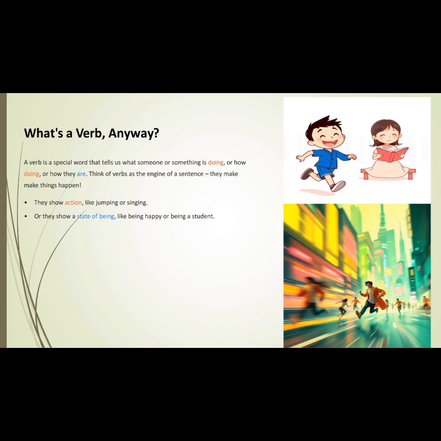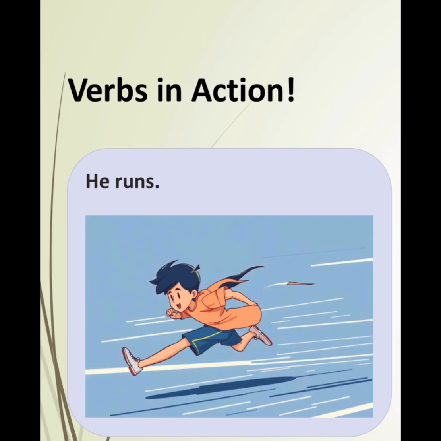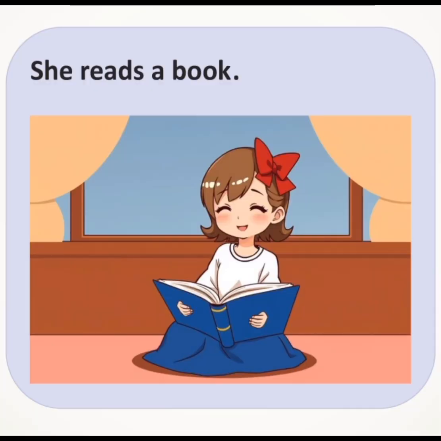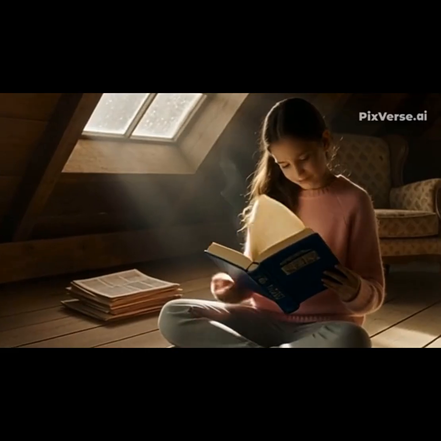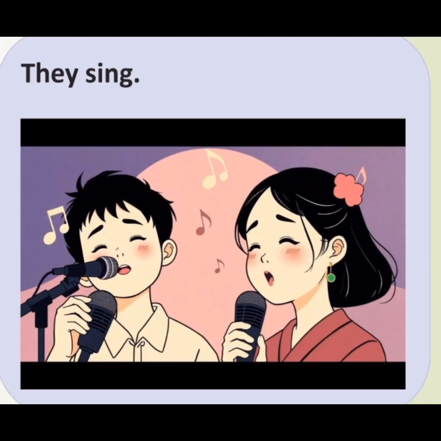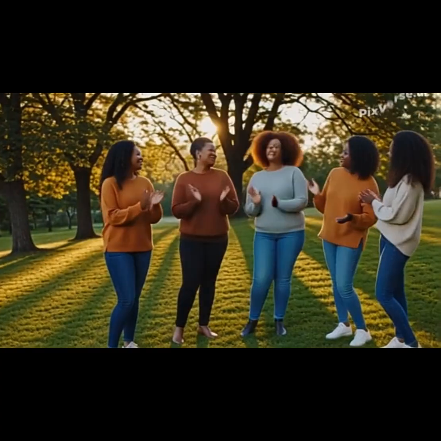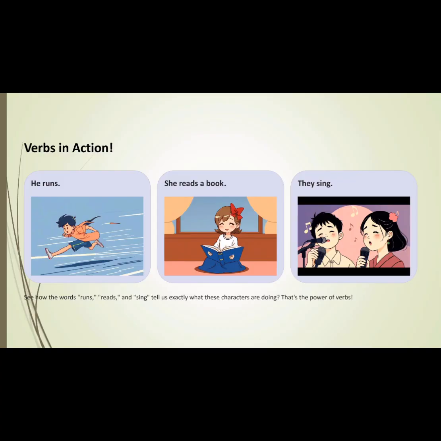Let us look into a few examples. Look at the first picture. He runs. The word run is a verb because it tells us what he is doing. The next one, she reads a book. Here, the word reads is a verb because it shows us the action, what she is doing. The final one, they sing. Here, the word sing is a verb because it tells us what action they are doing. So, do you see how the verbs run, read, and sing all tell us exactly what action is happening? That is the power of verbs.